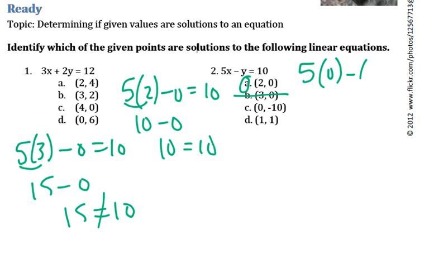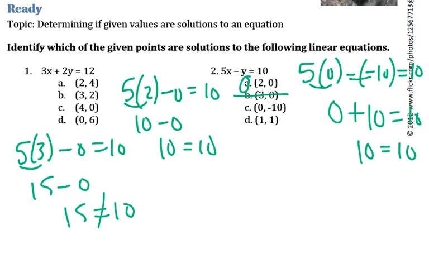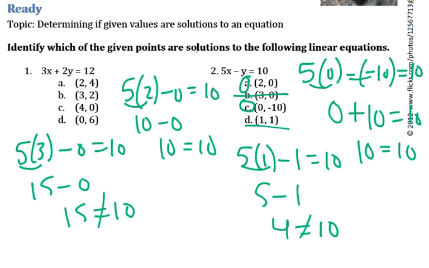What about C? 0 for x, negative 10 for y. Minus a negative is like a positive, so positive 10. 5 times 0 is 0, 0 plus 10 is 10. So C also works. And one last one, D. 1 for x, 1 for y. 5 times 1 is 5, minus 1 is 4, does not equal 10. So, there we go on number 2. Okay, so when you're checking to see if a solution works, you just plug in the x and the y.